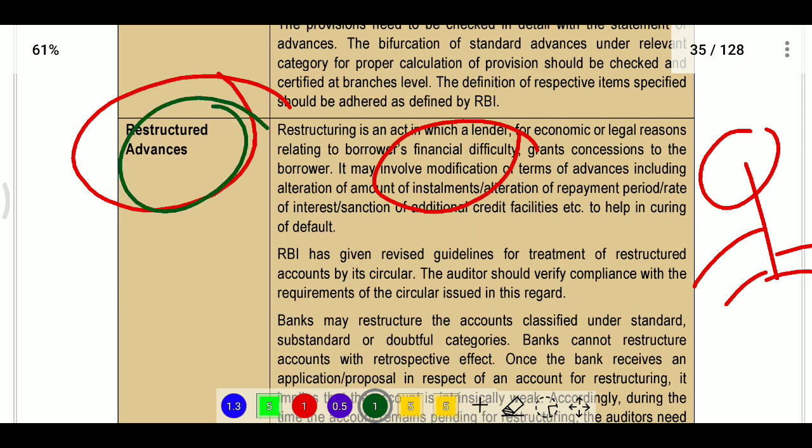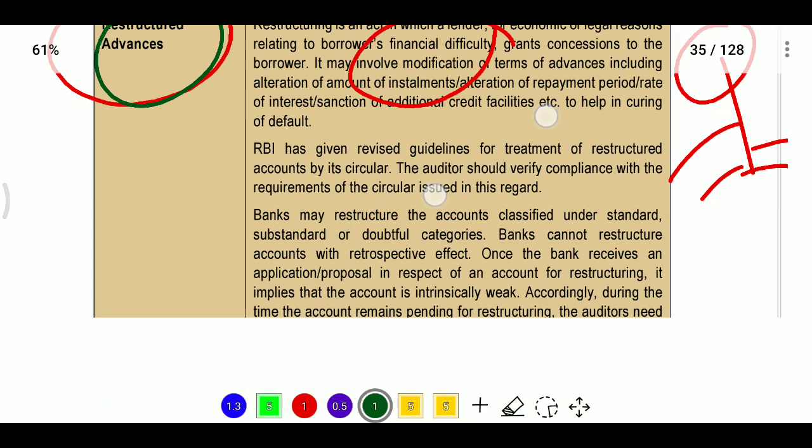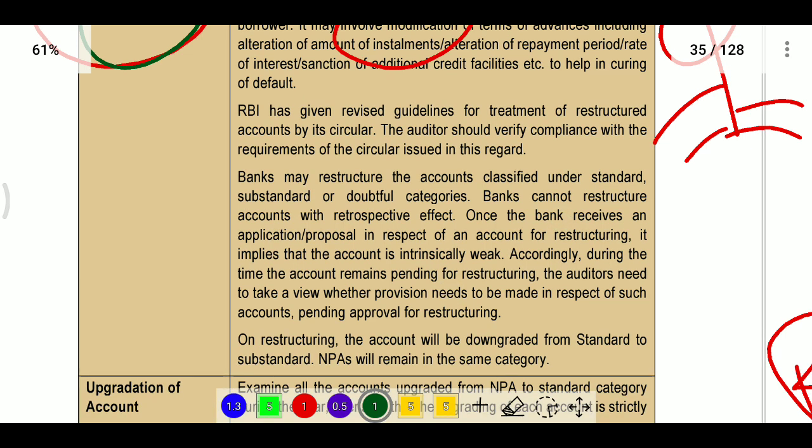This is restructured advance. Restructuring is one act where the lender grants some concession to a borrower having financial difficulty, and it may involve modification of terms, including alteration of installment amount, repayment period, rate of interest or sanctions, etc. Banks may restructure an account classified under any category. Banks cannot restructure accounts with retrospective effect. On restructuring, the account will be downgraded from standard to substandard, while an NPA will remain in the same category.